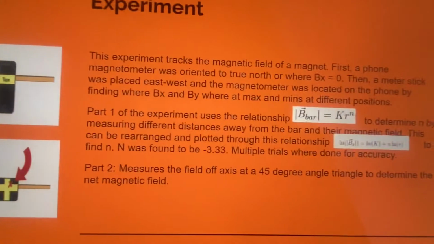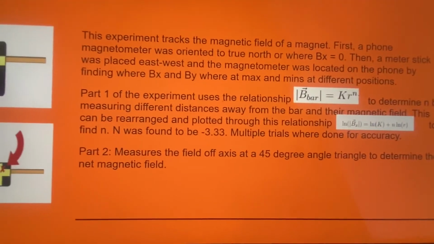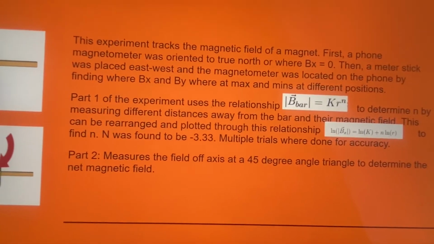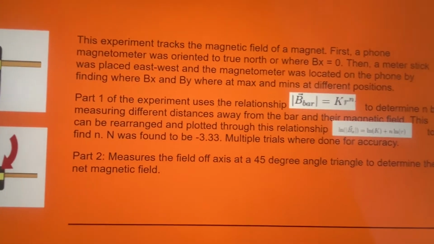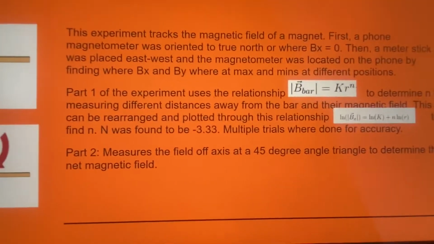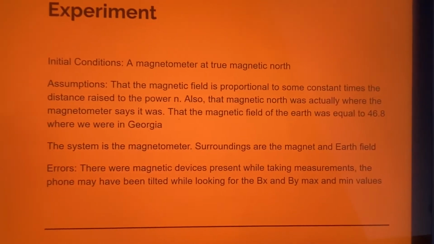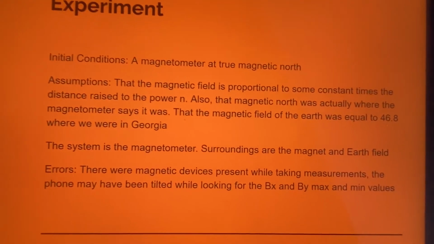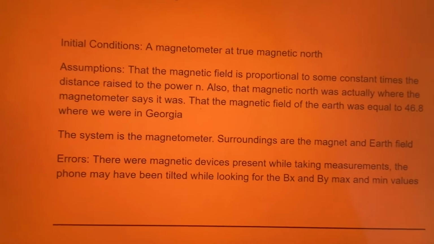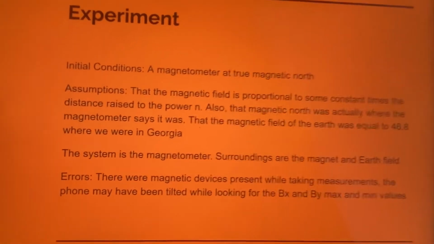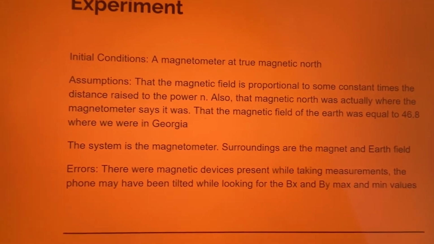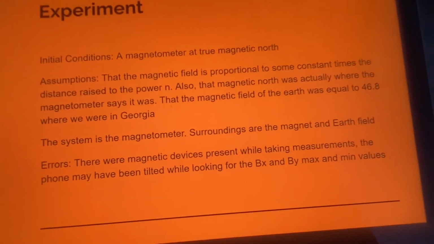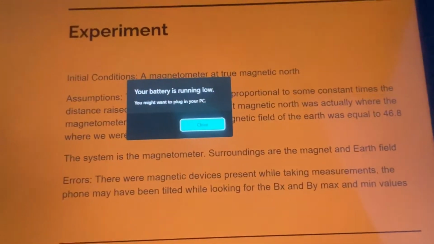taken. And then part 2 measured the off-axis field at a 45-degree angle, triangle-looking thing, to determine the magnetic field there. So some initial conditions were that the magnetometer was at true north. Some assumptions that were made were that the magnetic north was actually where the magnetometer says it was, and that the magnetic field of the Earth was equal to 46.8, like where we were in Georgia, so that we could take it into account for part 2.